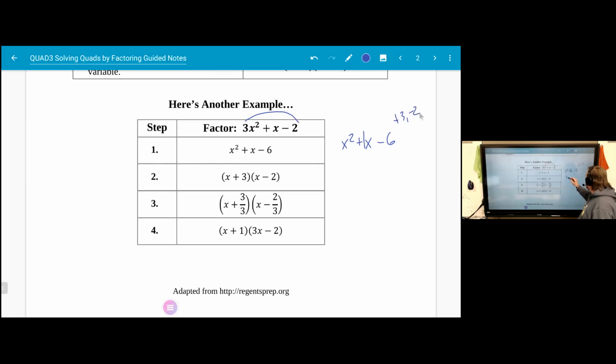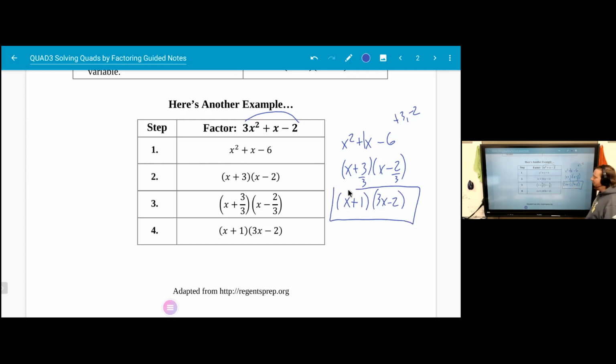In other words, we have x plus 3 times x minus 2. Now that number that we slid to begin with was 3. Divide both constants by 3. Can we simplify these fractions? Yes, we can, because 3/3 here is just 1. Can we simplify negative 2/3 any further? No, we can't. We're going to take that denominator and kick it up to the front and make this 3x minus 2. This is our factored form.